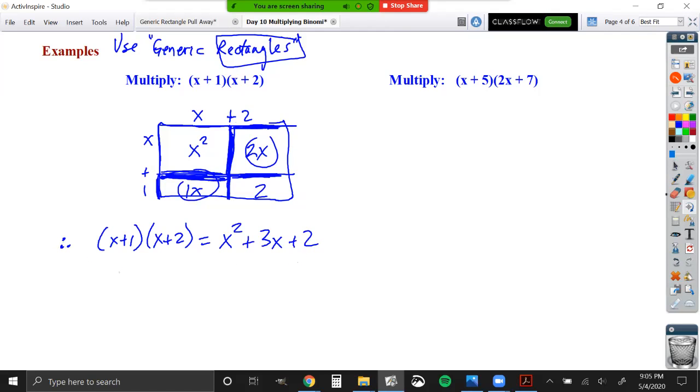That's your final answer as a product and as a sum. What I want to see on your paper when you do these problems is I want to see this work right here.